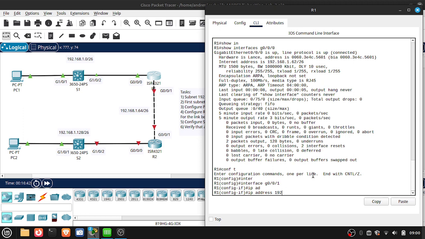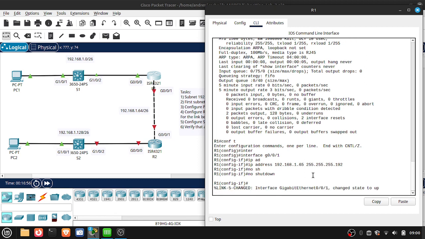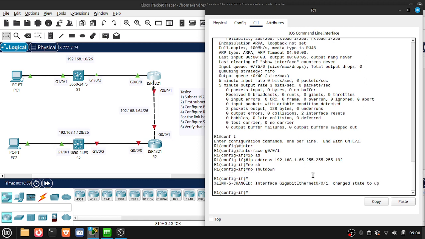So 192.168.1.65, 255. This is the net mask. It's the same for everyone. No shutdown, and that's it.